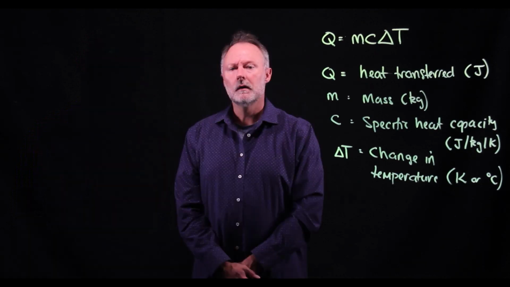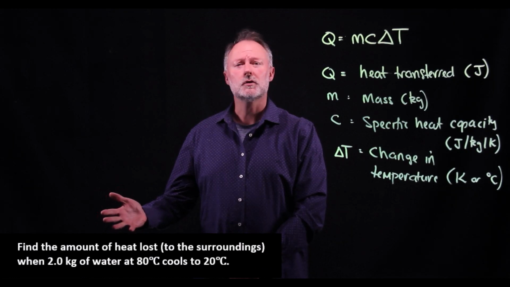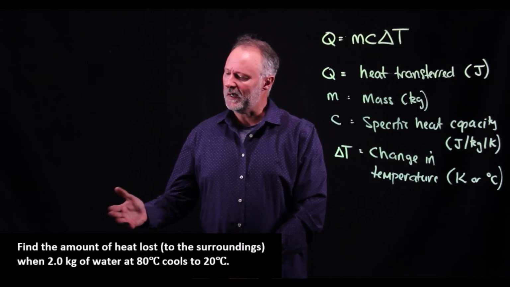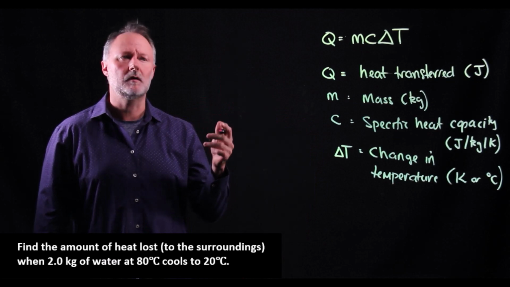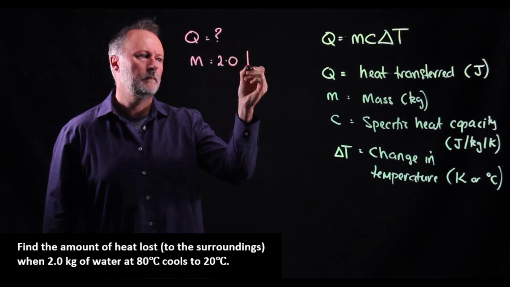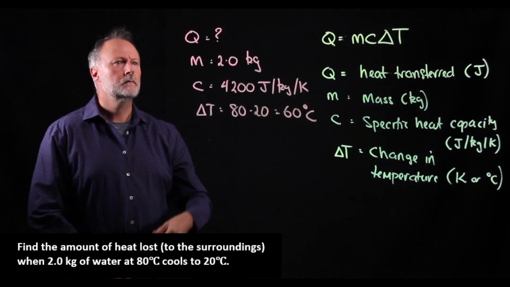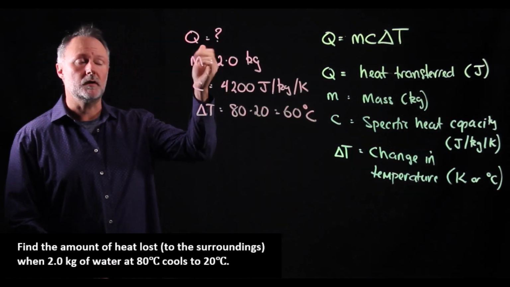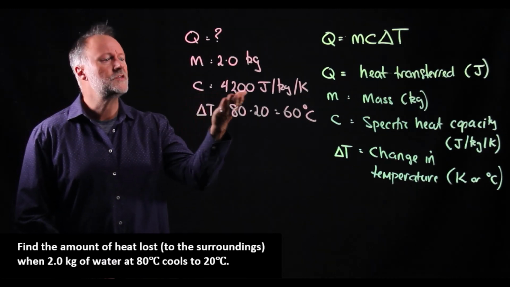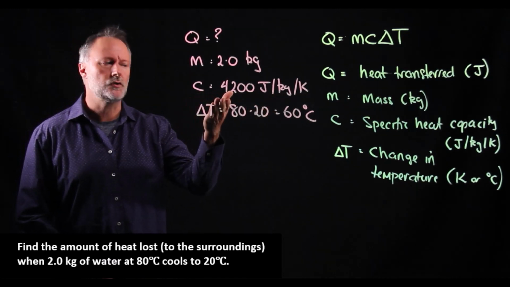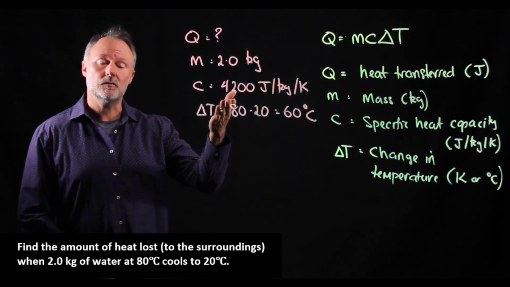joules. Example number 2. Find the amount of heat lost to the surroundings when 2 kilograms of water cools from 80 degrees Celsius to 20 degrees Celsius. Once again, let's write down our variables. Okay, so after the heat transferred, we know the mass of the water is 2 kilograms. We have the specific heat capacity of water as 4,200 joules per kilogram per Kelvin. Now that's given to us from a table.